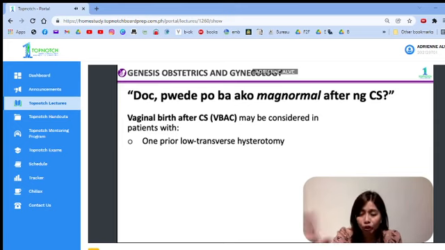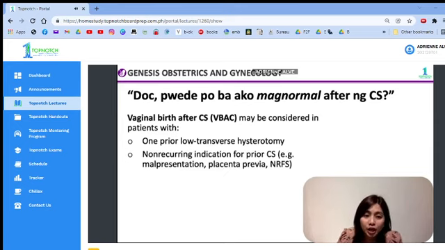Therefore, kapag classical CS, automatic, hindi mo ipapa-VBAC. Okay, non-recurring indication for prior CS, meaning dun sa next pregnancy mo, wala na yung previous indication for your cesarean section. So, examples are malpresentation. Kung dati breech, tapos yung next niyang pregnancy ay cephalic na, baka naman, pwede siyang mag-normal. Another example is kung placenta previa dati, yung sa sumunod na pregnancy, hindi na placenta previa, pwede rin siyang mag-VBAC. Or kapag yung dati non-reassuring fetal status, hindi naman ibig sabihin nun, di ba, na non-reassuring na siya ulit sa next pregnancy niya. So, that is another possibility na pwede kang mag-VBAC.